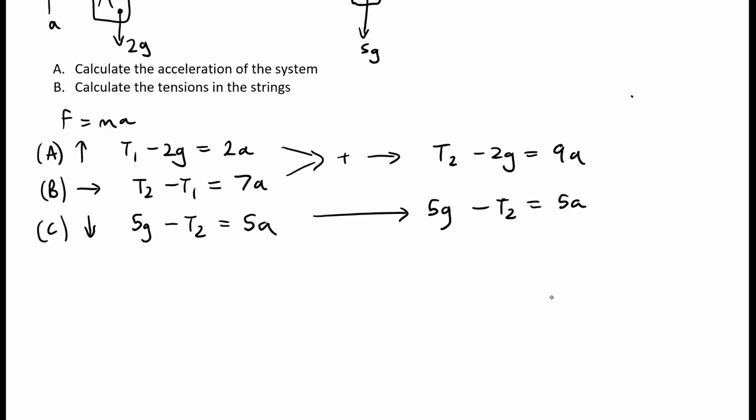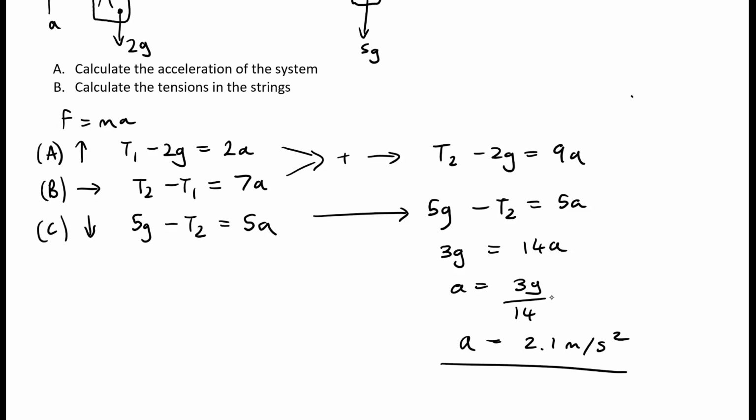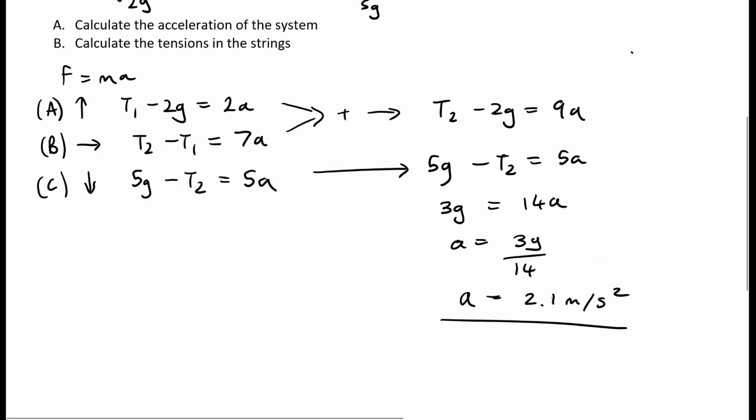Again, use elimination, so 3g is equal to 14a, therefore a is 3g over 14. Calculate a, that's 2.1 meters per second squared. And then part B of the question, calculate the tensions in the strings. So that would be calculate T1 and T2.